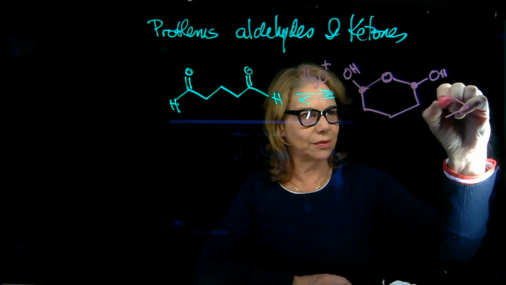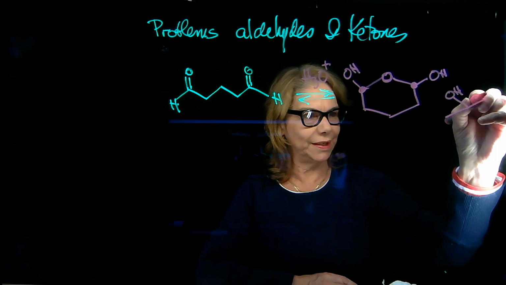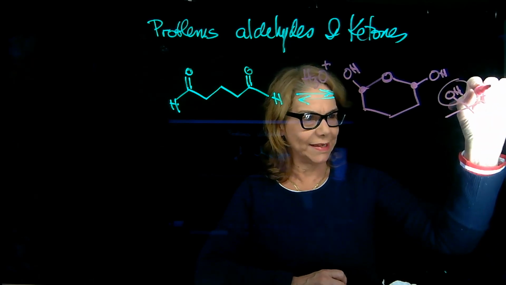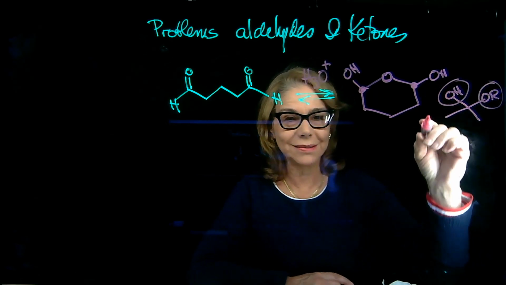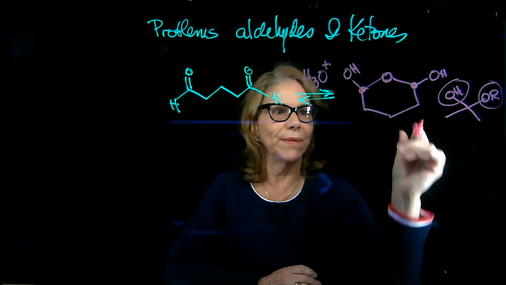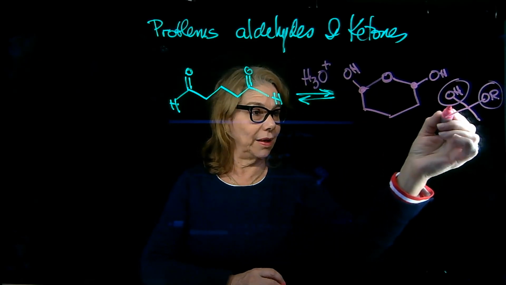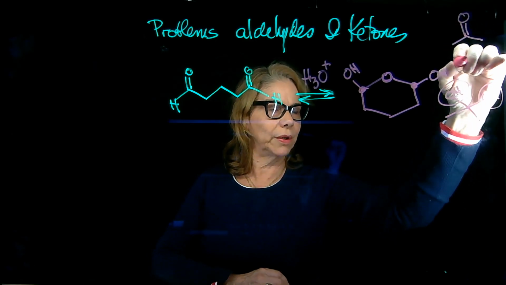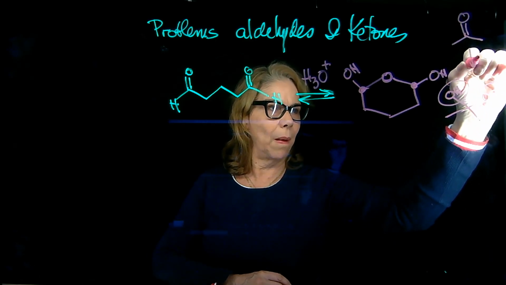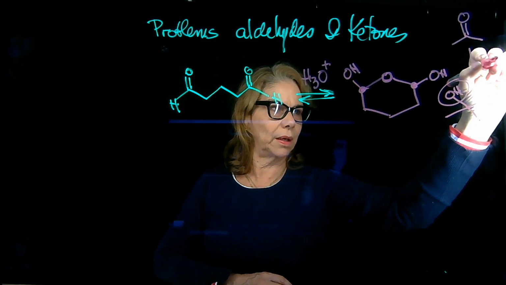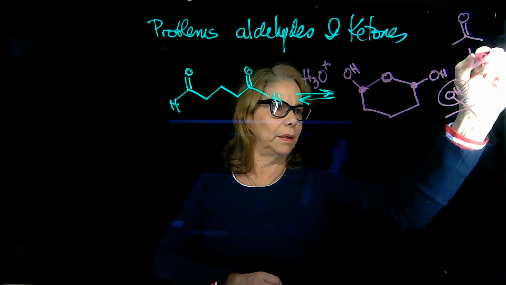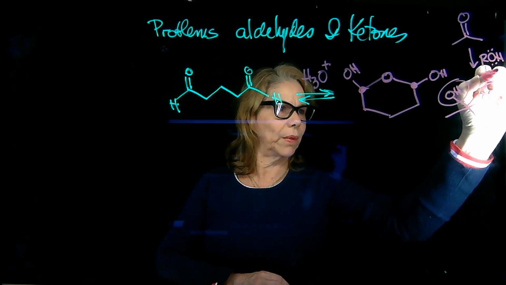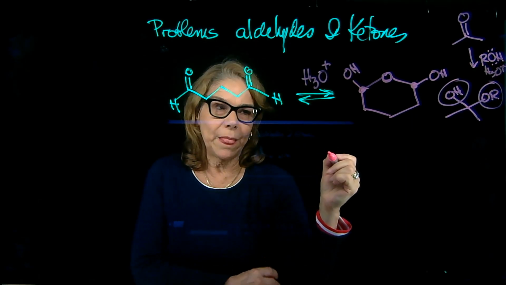So hemiacetals are intermediates in the formation of acetals, and they have OH, OR. Acetals will have OR, OR. So now I know that when you have a carbonyl compound, you can form a hemiacetal by doing an attack with an alcohol, under acidic conditions also. All right, so let's do that.